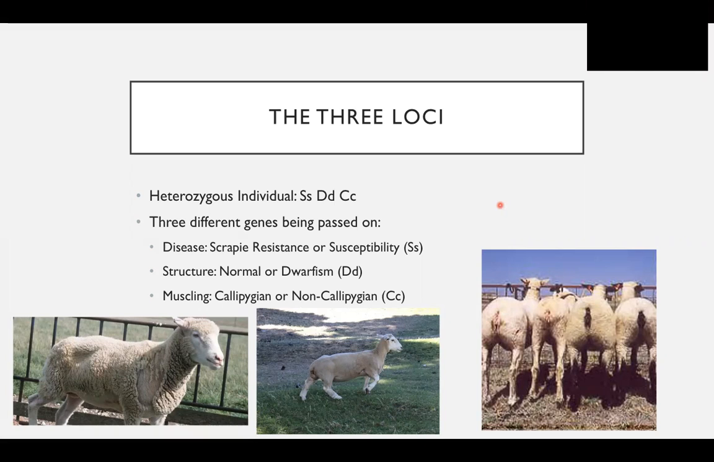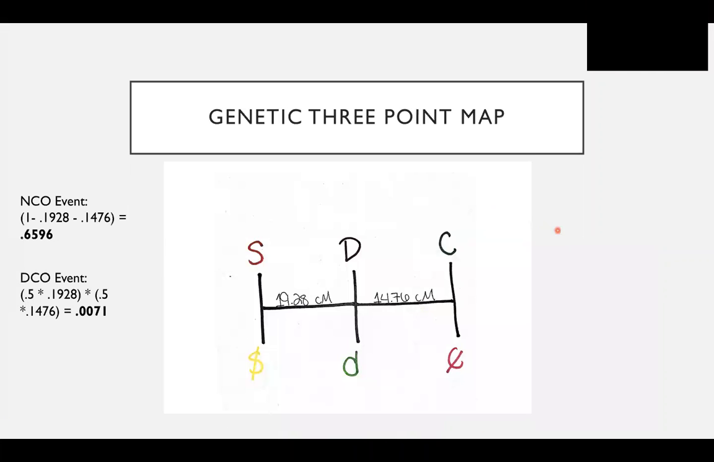Dwarfism, obviously, as you can see in the picture in the middle, affects structure. And so they're going to be smaller animals, smaller framed, bigger muscled animals, but they clearly have structural issues happening. And then callipygian relates to the muscling in an animal, and hypertrophy in the sheep.